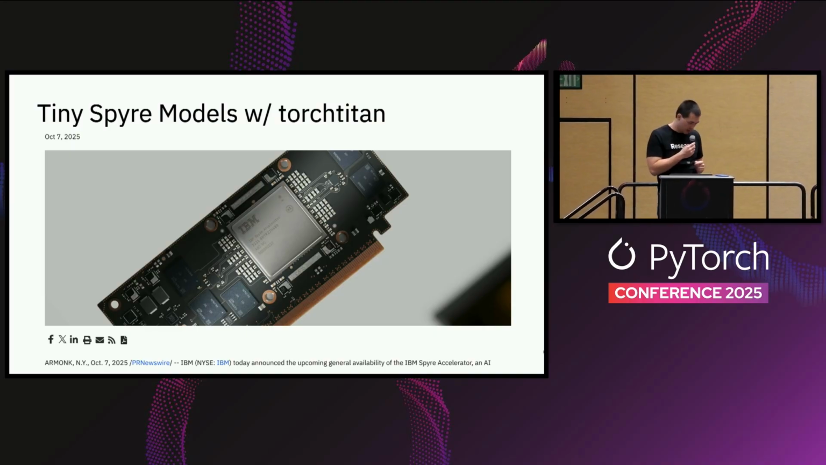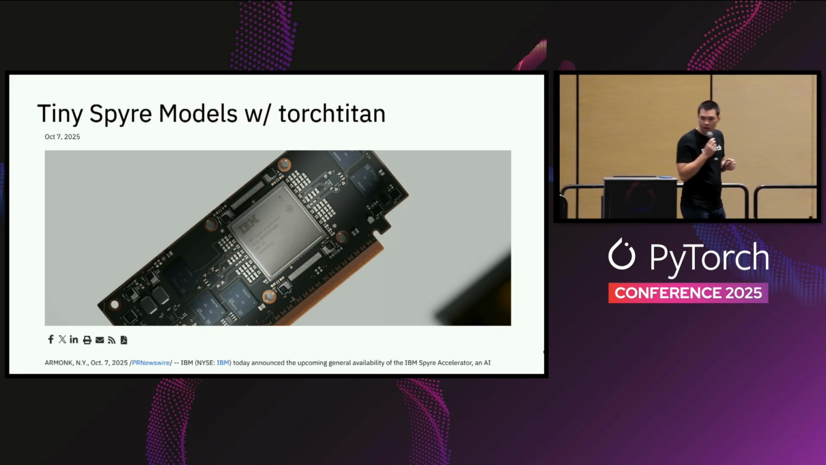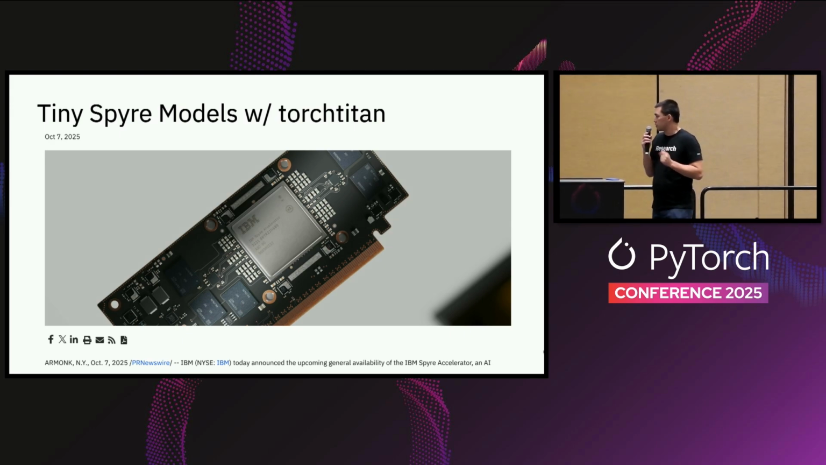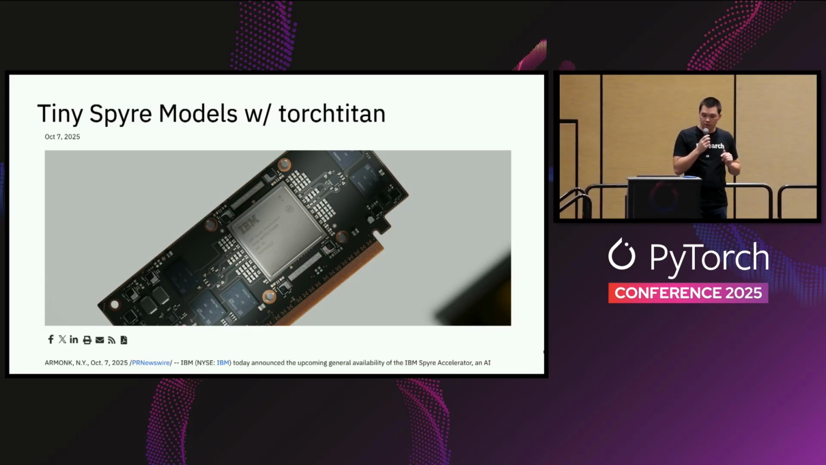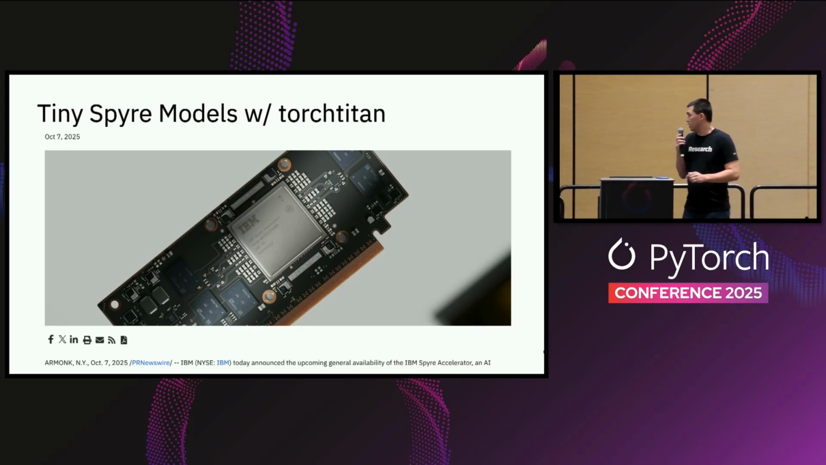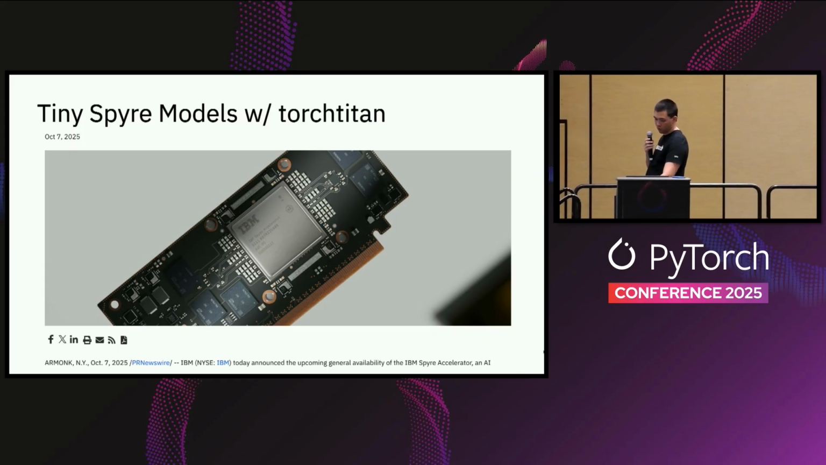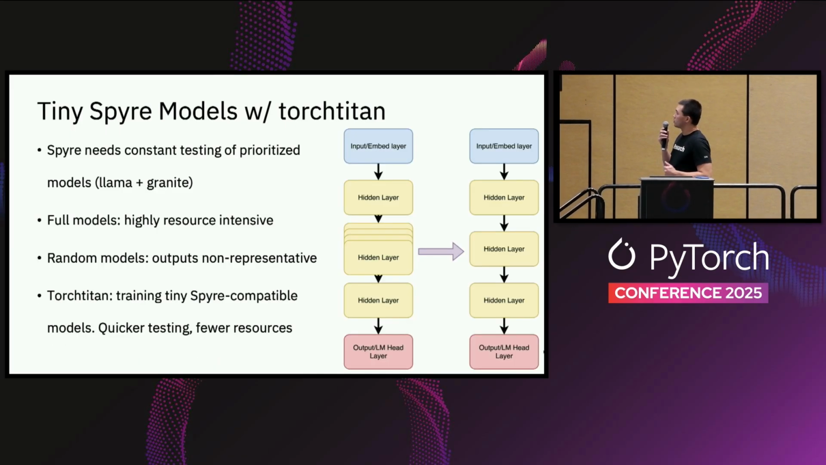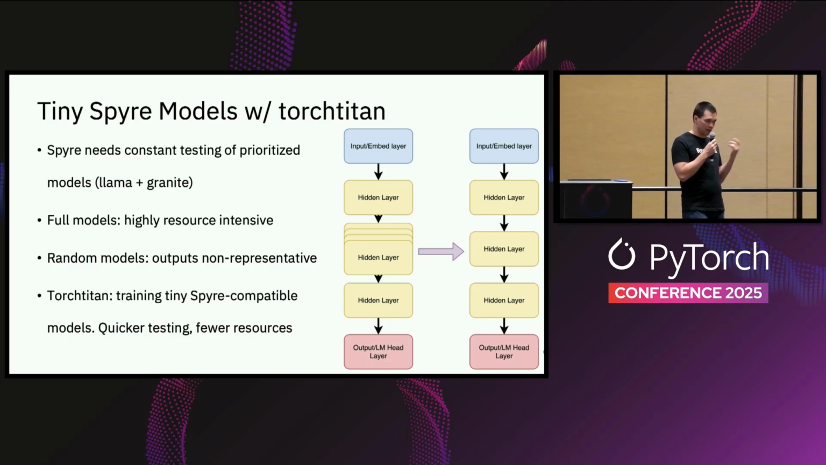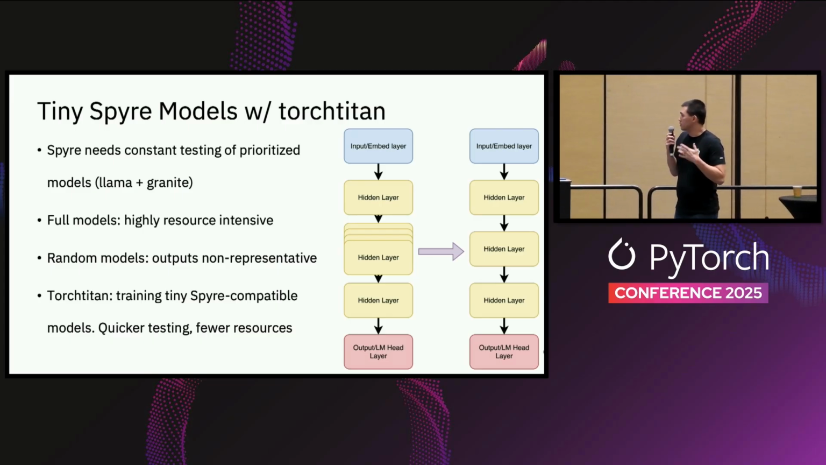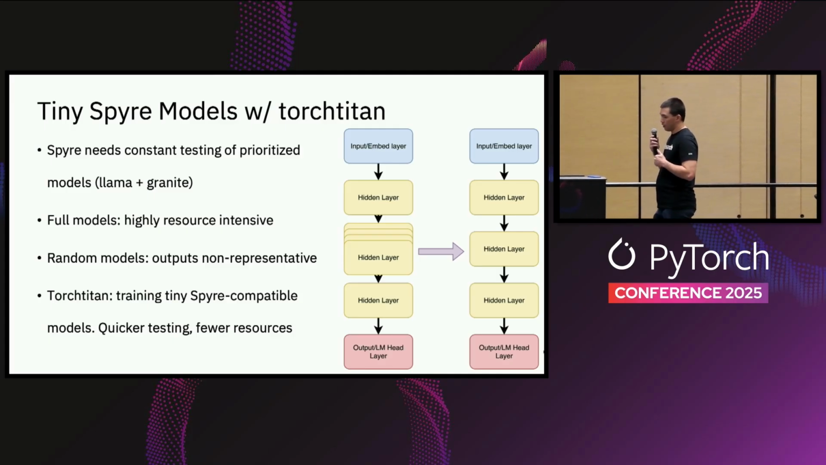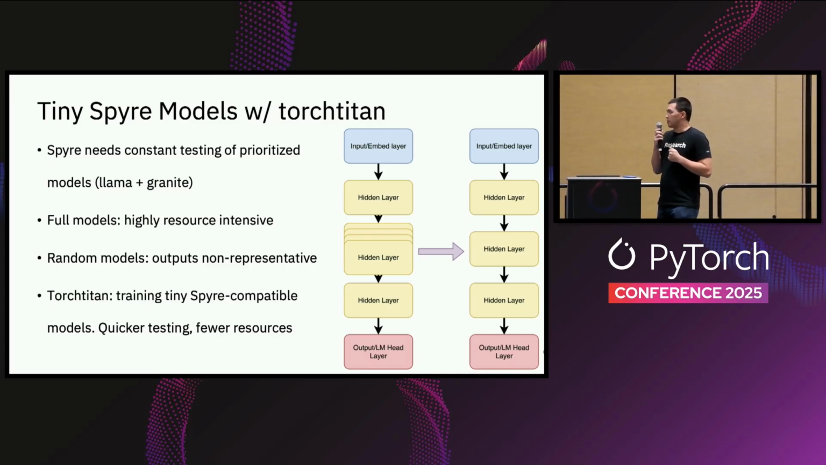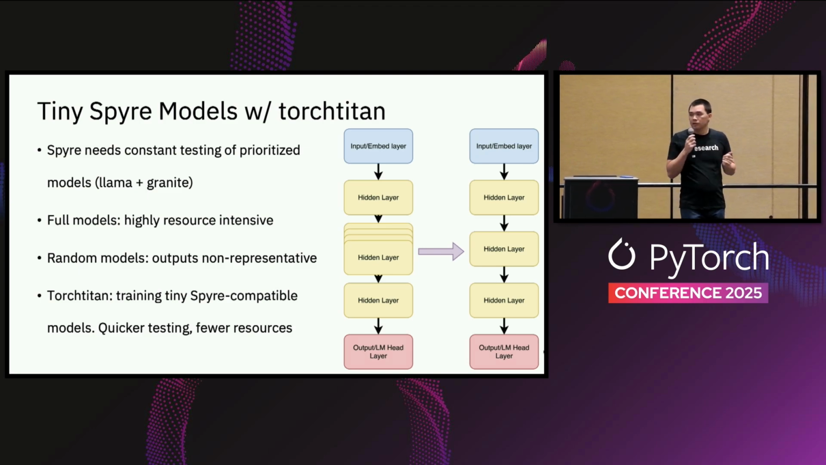You might have also heard earlier today in the keynote that at IBM, we have our own accelerator, the Spyre card. And TorchTitan is in a mature enough state where it's also useful for Spyre development in the following way. For this new chip, for this new card, we need constant testing of prioritized models, of LLaMA models, of Granite models, and this gets expensive quickly. If you're using, say, a full 8 billion parameter model for this testing, it just takes too long.